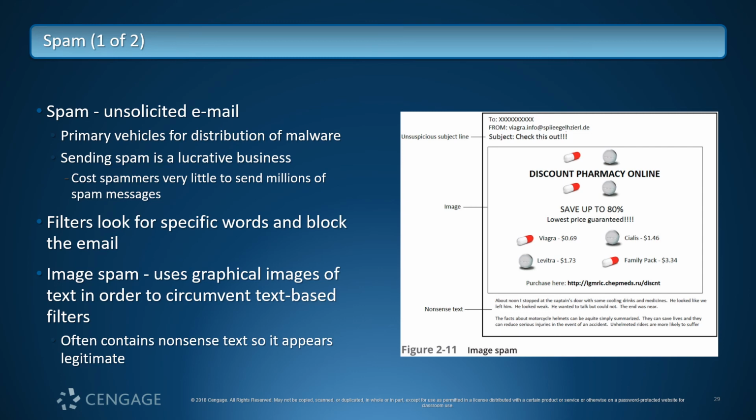With machines, it's a little bit different. So in order to circumvent text-based filters, these graphical images will also often include nonsense text. If we look at the bottom, we see here it says, about noon I stopped at the captain's door with some cooling drinks and medicines. He looked like we left him. He looked weak. He wanted to talk, but he could not. The end was near. And then there's some text about the facts about motorcycle helmets.